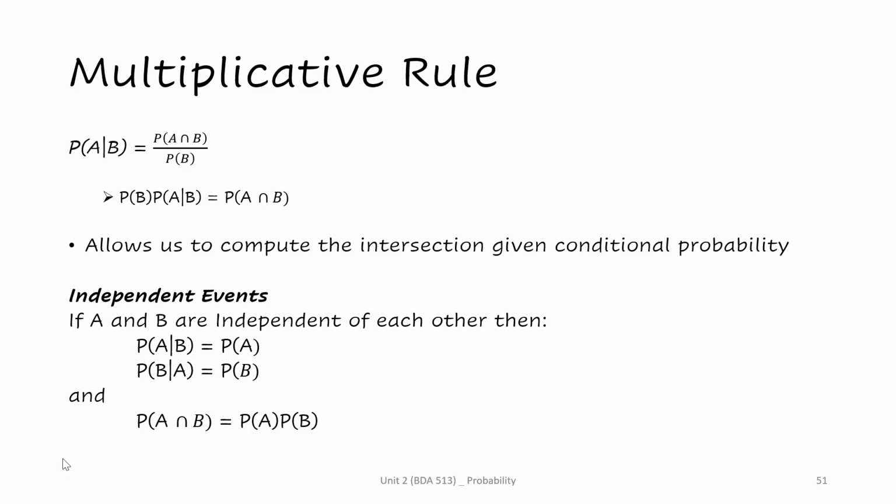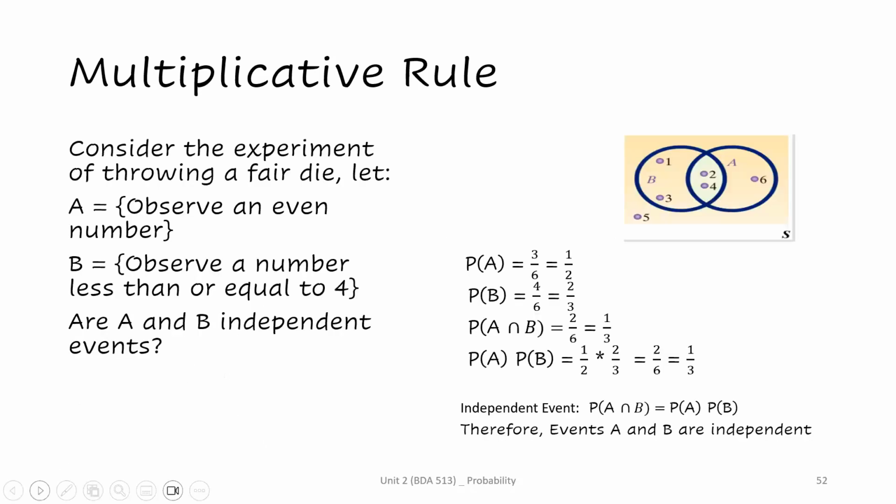Let's build up on this. Let's look at this example. We've defined A to observe an even number. So we have A for a die, same example, we have 2, 4, 6. And then B, observe a number less than or equal to 4. That is 1, 2, 3, 4.